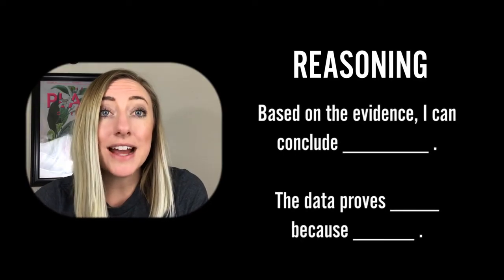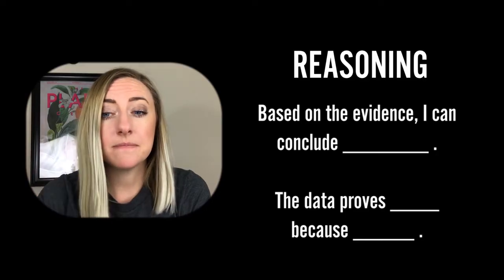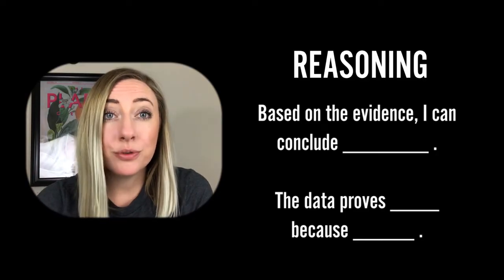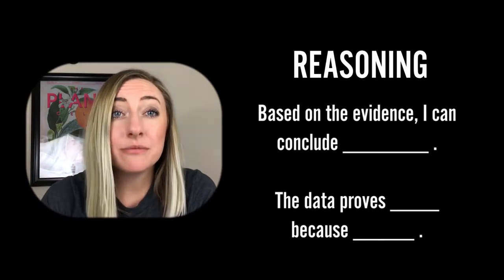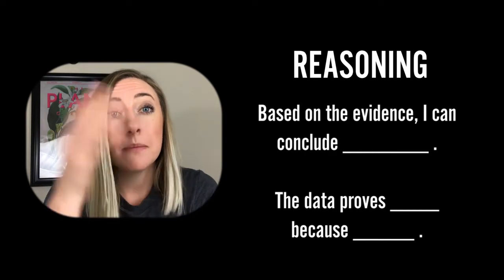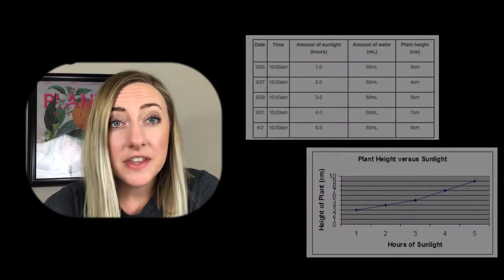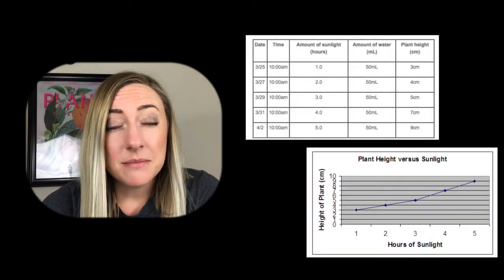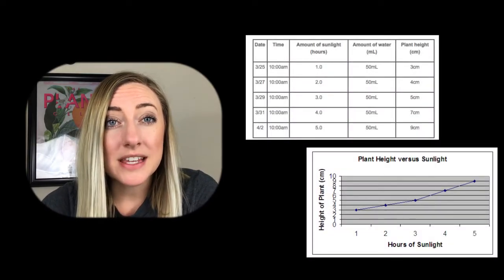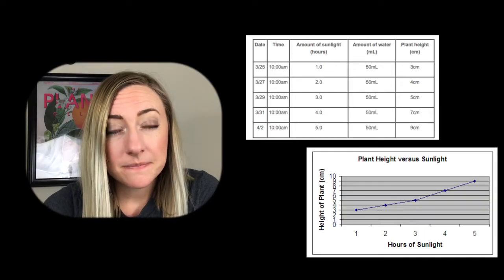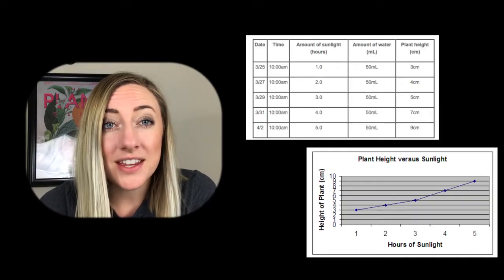So a good way to start writing your reasoning is to say things like, based on the evidence, I can conclude blank. Or, the data proves, and then insert your claim from before, because blank. So try it. Look at the graph and the data from before, and this time give the reasoning that supports the evidence that you gave for your claim. Pause the video now to think and to write.